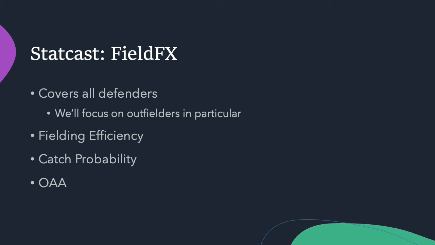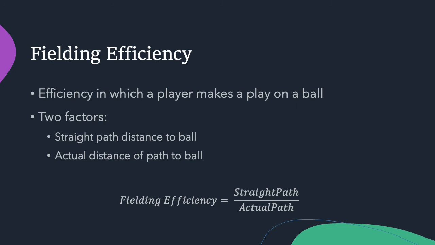The final component we will look at is field effects, which covers all defenders on the field, but we will focus particularly on outfielders. And we will look at fielding efficiency, catch probability, and OAA, or outs above average. First, let's take a look at fielding efficiency, which can be defined as the efficiency in which a player makes a play on the ball.